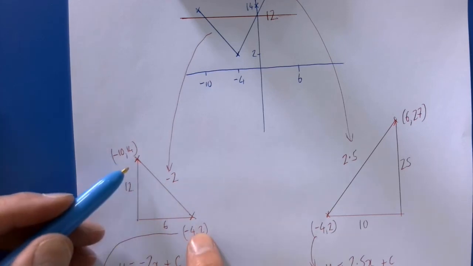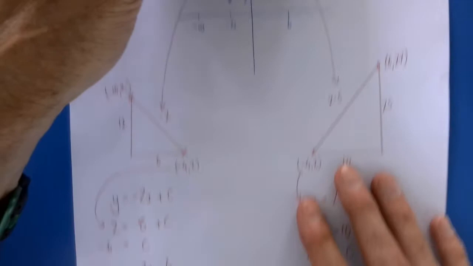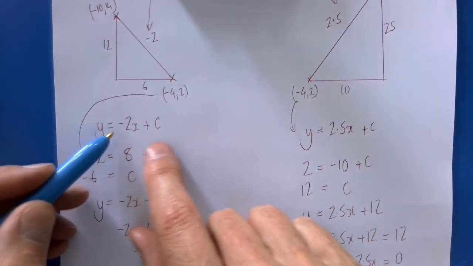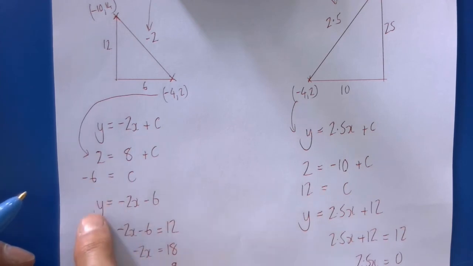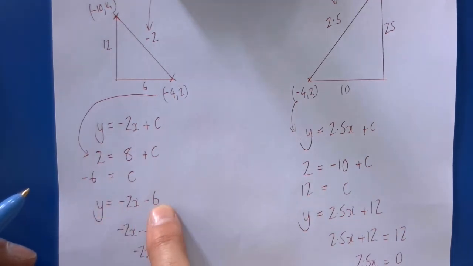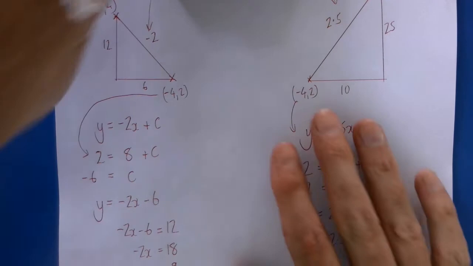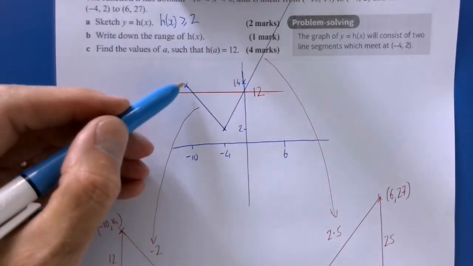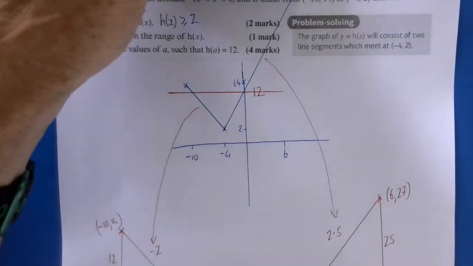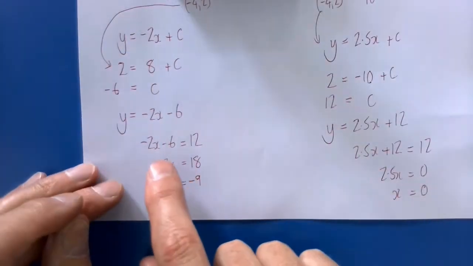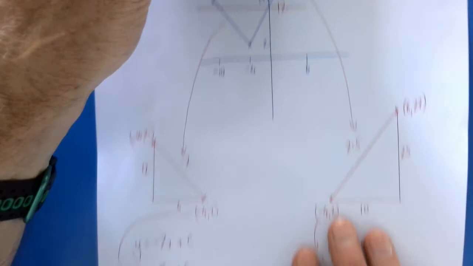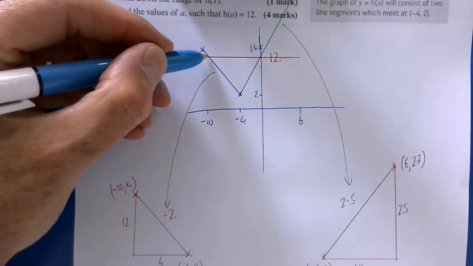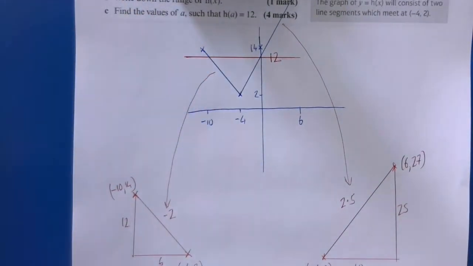And I had 2 points, so I had gradient and point. I could work out the equation. So I said, right, y is -2x plus something. I substituted in that point, found that c was -6. So that's the equation of that stretch of the line. And I want to know when that stretch of the line crosses the y equals 12 line. So I just said, when does this equal 12? And I got -9. And although my sketch is pretty clunky, that could potentially be -9. So yeah, I'm happy with that.